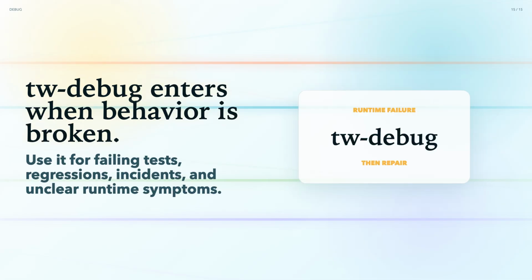tw-debug is the dedicated debugging route. It comes into play when there is a failing test, a regression, a production symptom, or a runtime behavior that does not match the approved intent. We will give tw-debug its own deeper video later, but in the manual flow, it belongs before repair work, so the fix is grounded in the real failure instead of a guess.